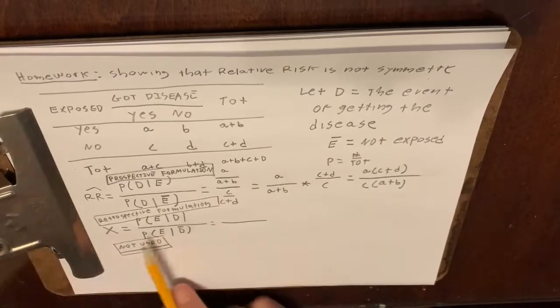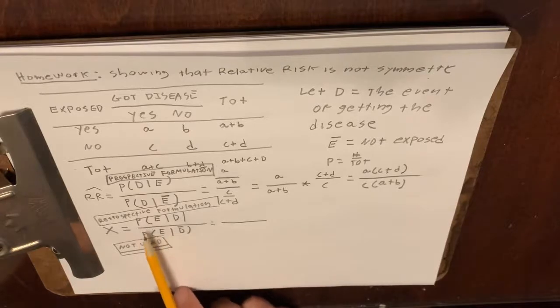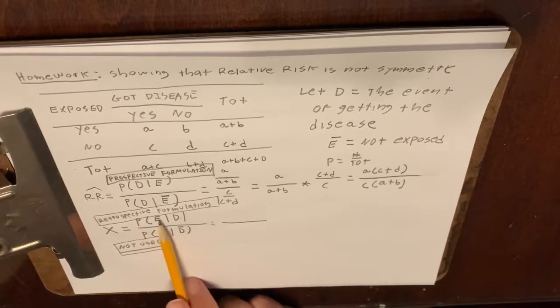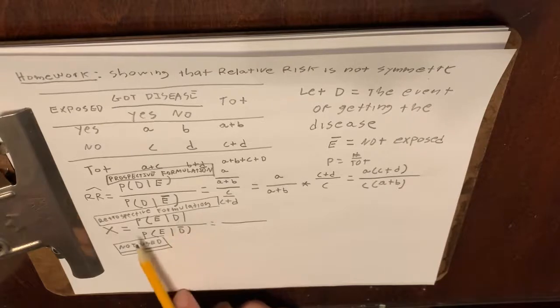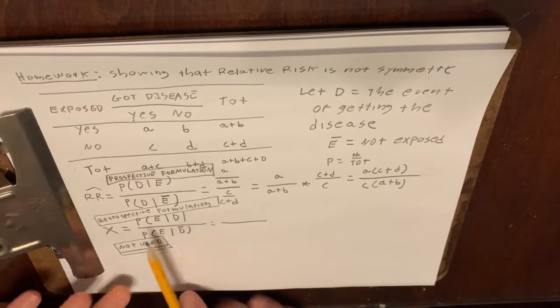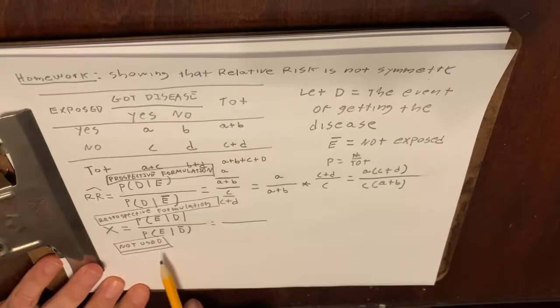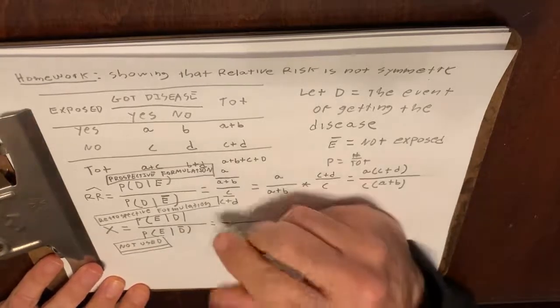So what I'd like you to do is pause this video and see if you can get the probability of randomly selecting a study subject who was exposed, given that he or she had the disease, divided by the probability of randomly selecting a study subject who was exposed, given that he or she did not have the disease. The retrospective formulation that is never used. But pause the video and see if you can do it.